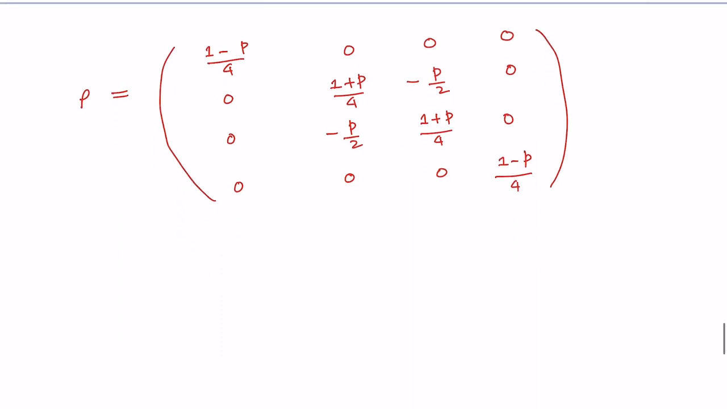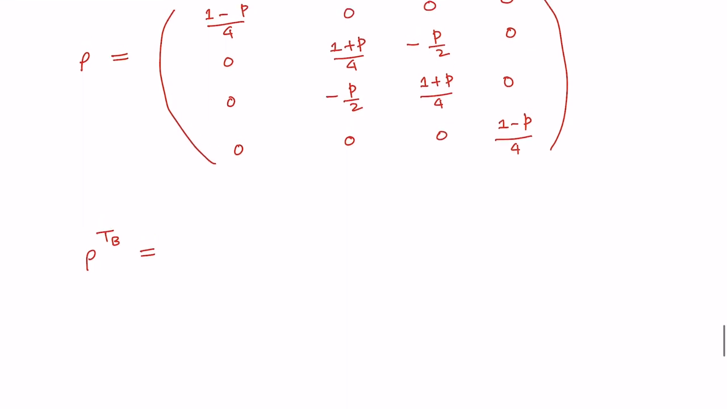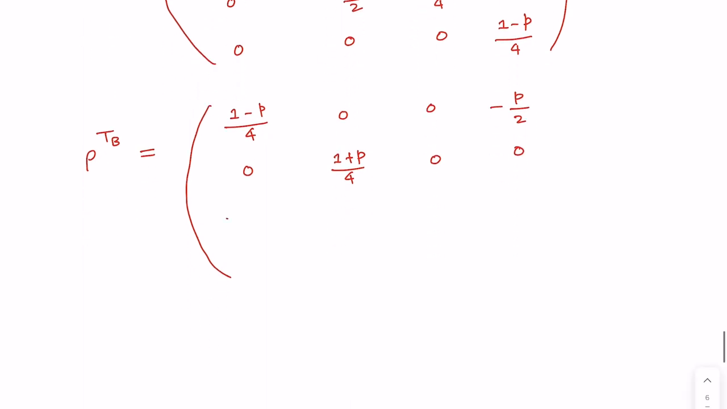Now let us find out the partial transpose over B. If you follow the scheme, then you will get this. Please do that yourself. You will get it very easily. Diagonal elements are going to remain unaffected. But here, because of the transpose over B, this will now become minus p by 2. And the elements would be 0, 0, 1 plus p by 4, 0, 0, minus p by 2, 0, 1 plus p by 4, 0, 0, 0, 0, 1 minus p by 4. So this is the partially transposed matrix we are having.